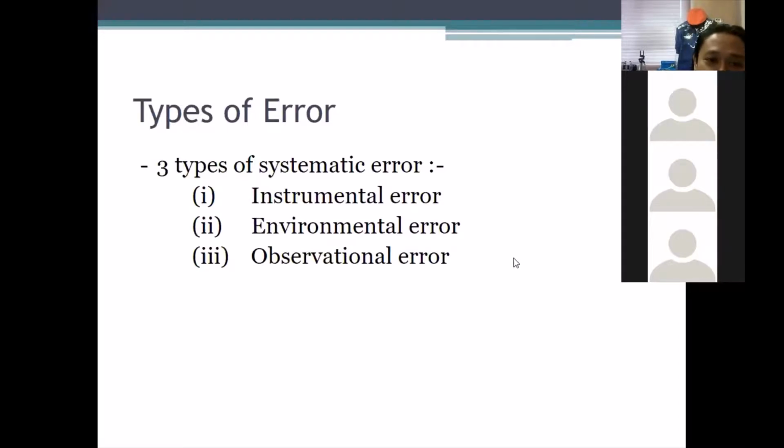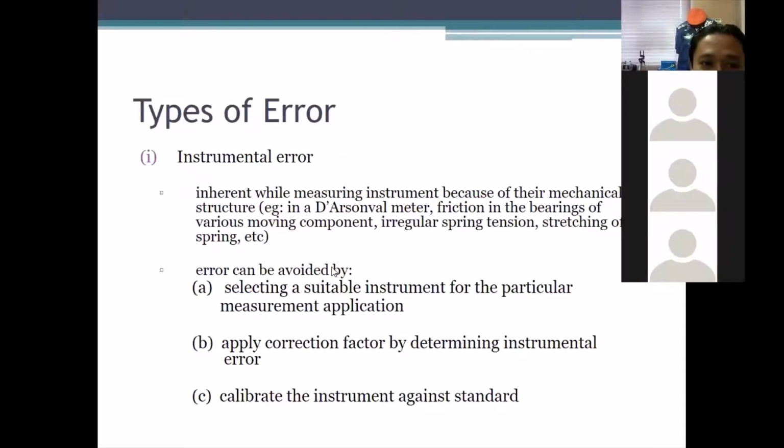So, types of systematic error, we have three types. This one we call the instrumental error. Then we have the environmental error, and the last one for systematic error is the observation error. We go one by one. The instrumental error, as I mentioned to you, is based on the instrument itself, inside the instrument. For example, inside this digital multimeter, the components inside, like the irregular spring tension, scratching of the spring. Maybe we have a mechanical part, and a mechanical part has a life cycle.